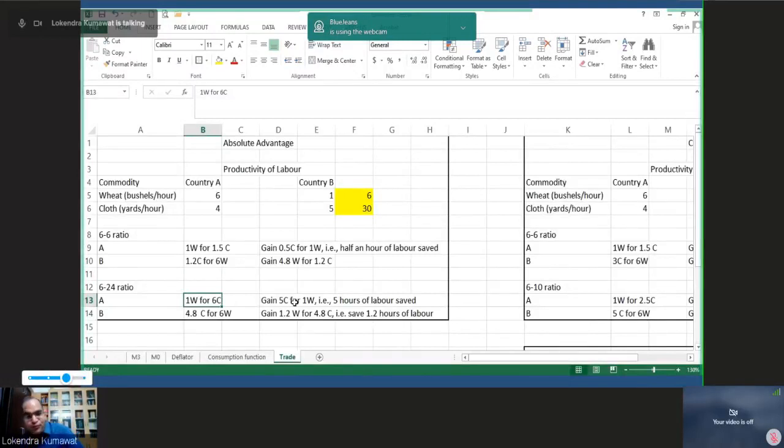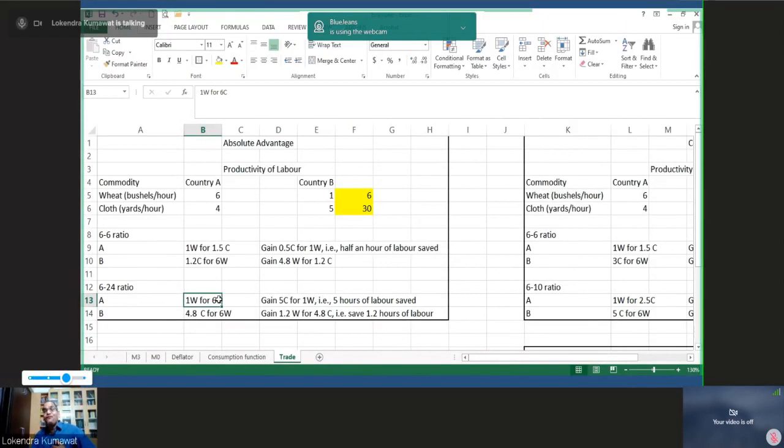In 6 to 24, what is happening? 6 wheat is equivalent to 1 hour of labor for country A, and 24 cloth is equivalent to 6 hours of labor for country A. So, for 1 hour of labor, it is getting 6 hours worth of cloth. 6 means 6 hours worth of cloth. Against 1 hour worth of wheat, country A is getting 6 hours worth of cloth.